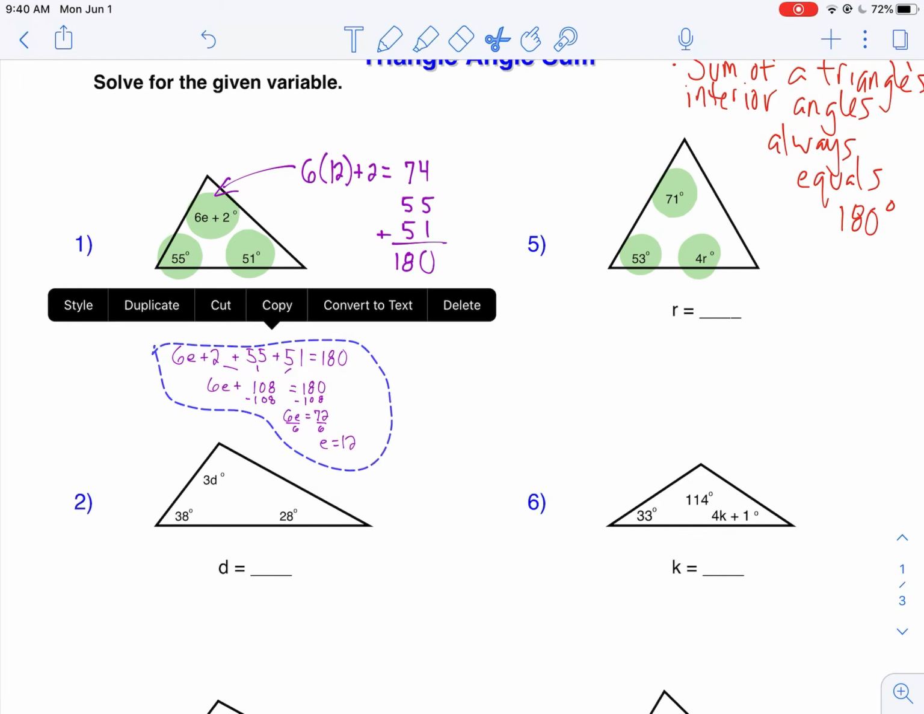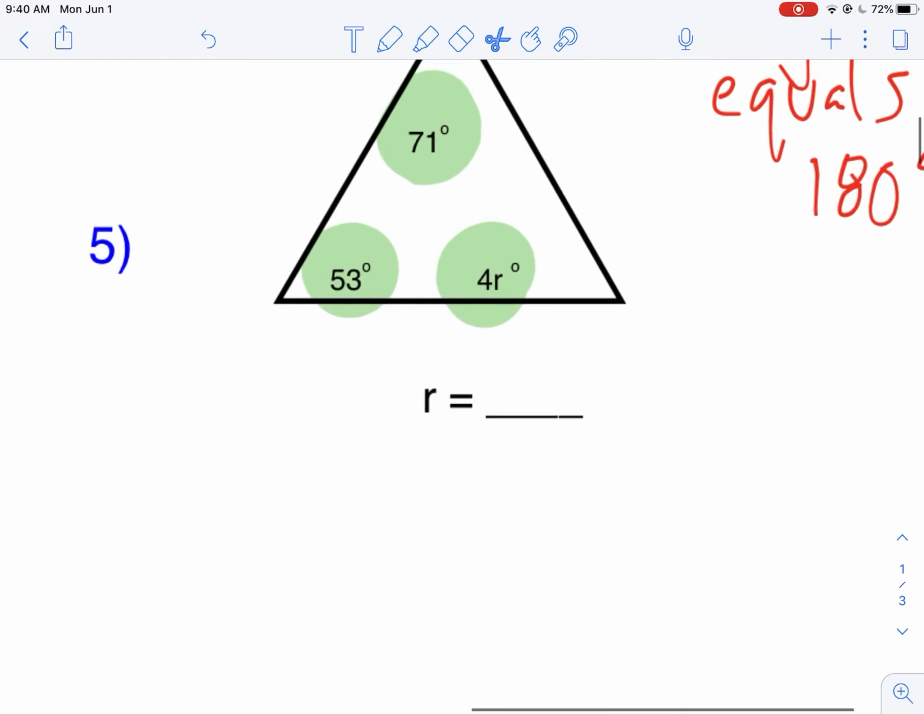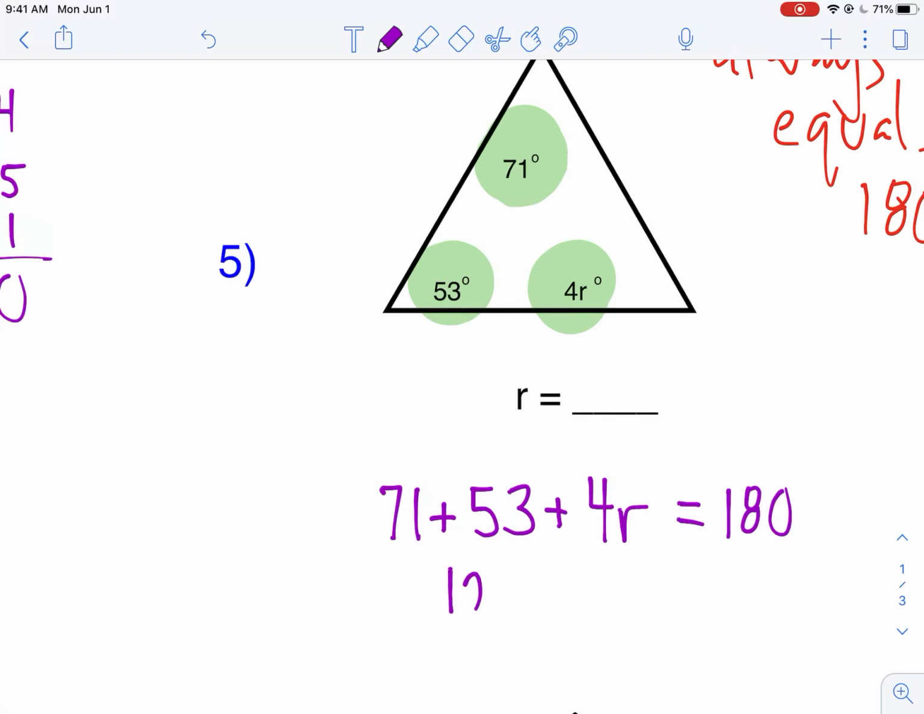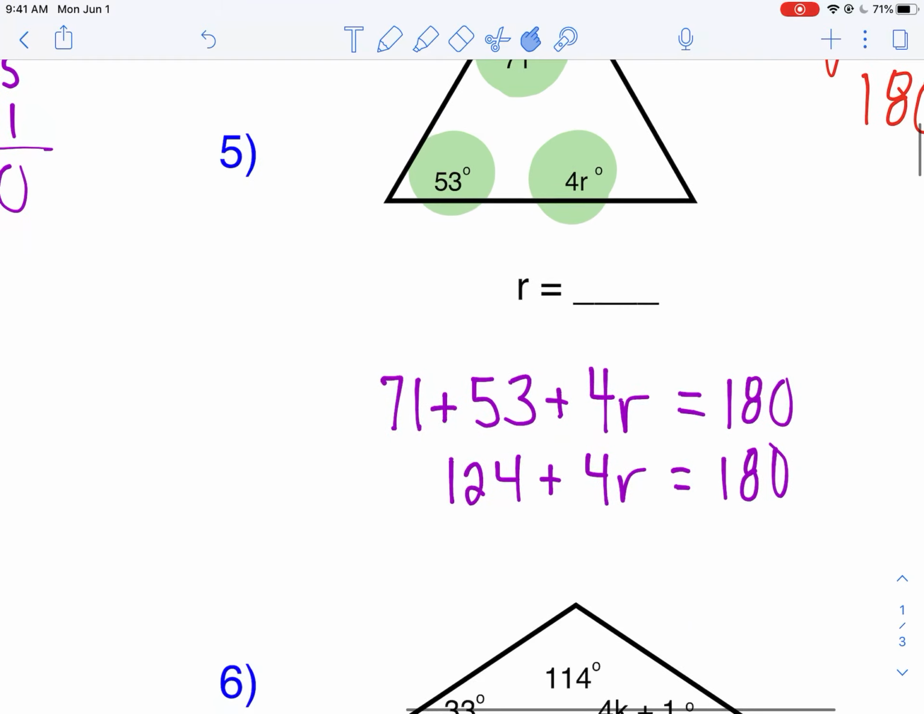I'm going to shrink this down so I have a little more space. All right, now for this one. Again, we get 2 constant terms and 1 term that has a variable, one with a coefficient. So I'm going to go 71 plus 53 plus 4r equals 180. That's the thing they're all going to have in common today, equals 180. So add up what we got. 124, I'm combining my constant terms. All right. Now to get rid of that positive 124, I'm going to subtract 124 on each side.